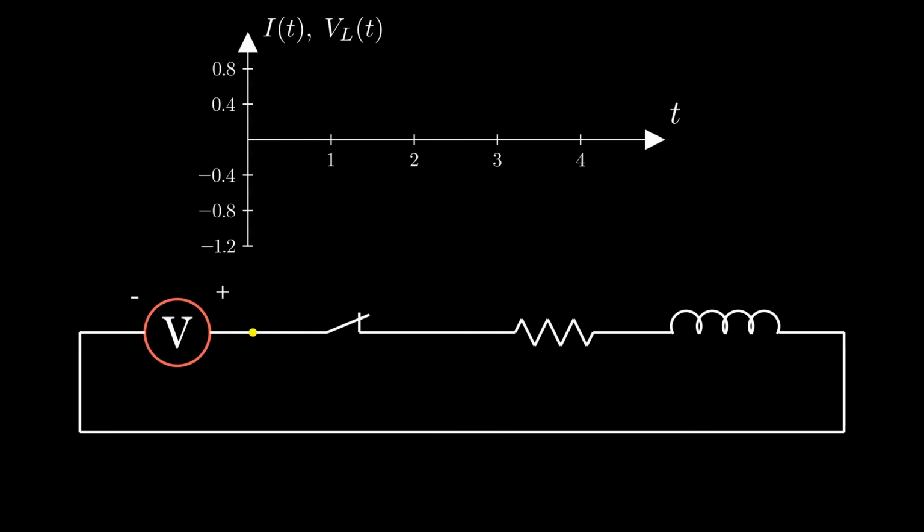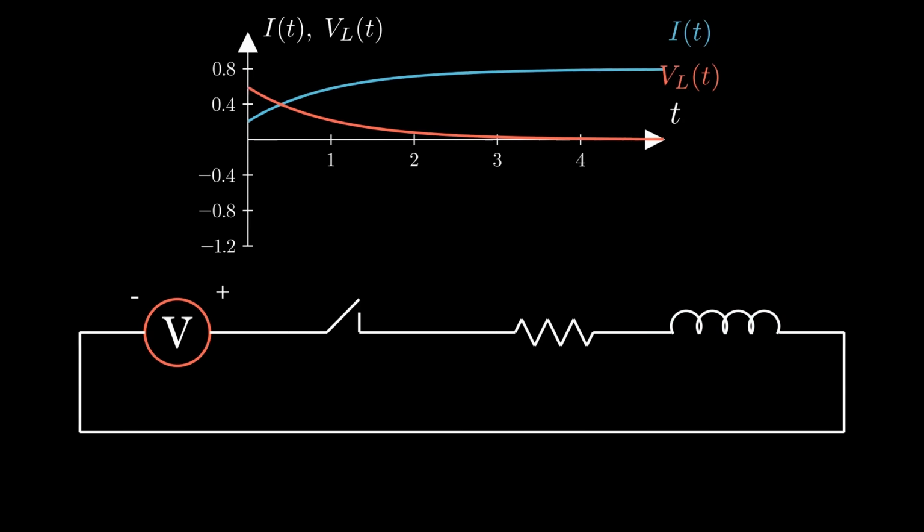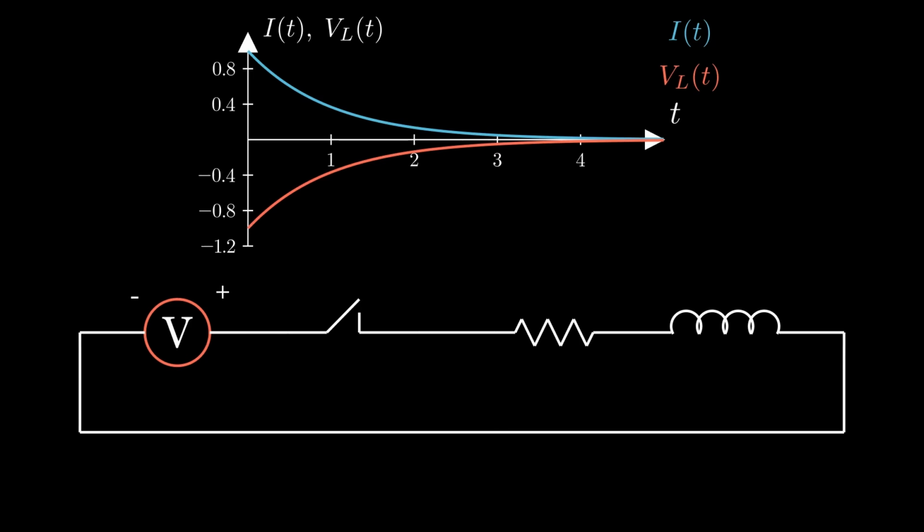When the current is increasing and the magnetic field grows, the EMF is induced in the opposite direction of the applied voltage, which slows down the rate at which the current can increase. Then, when the magnetic field collapses, the EMF is induced in the same direction as the original flow in an attempt to maintain that current.